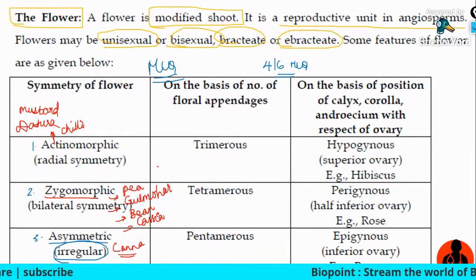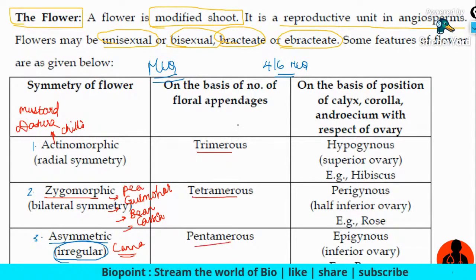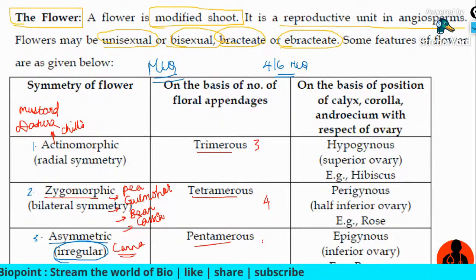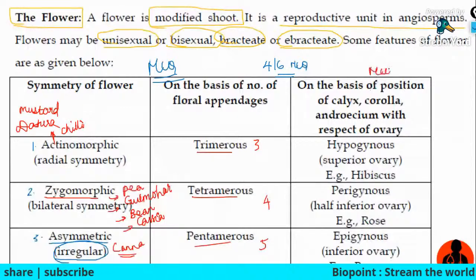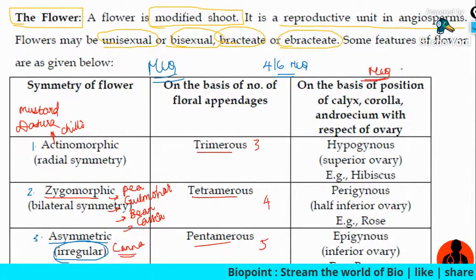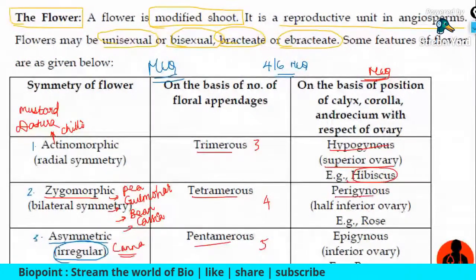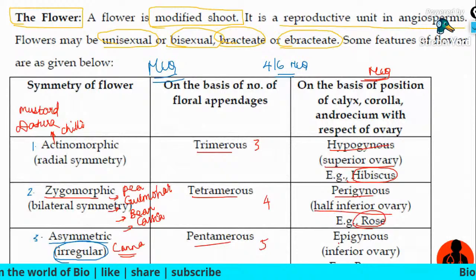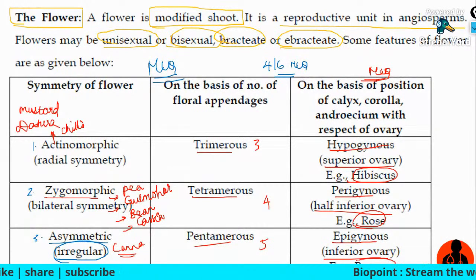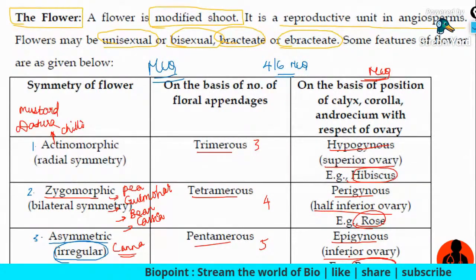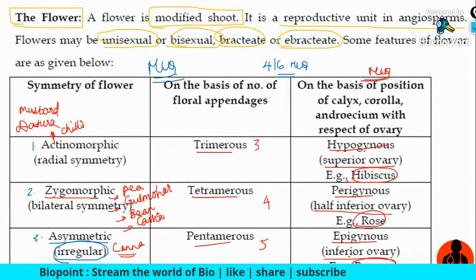On the basis of floral appendages, you have trimerous flowers, tetramerous flowers, and pentamerous flowers, with 3, 4, 5 appendages. Next, a repeated MCQ-type question from this chapter, frequently repeated. Hypogynous ovary, that is superior ovary, is seen in hibiscus. Perigynous, half inferior ovary, seen in rose. Epigynous, inferior ovary, seen in banana. You have to study these 3 terms and the examples hibiscus, rose, and banana.